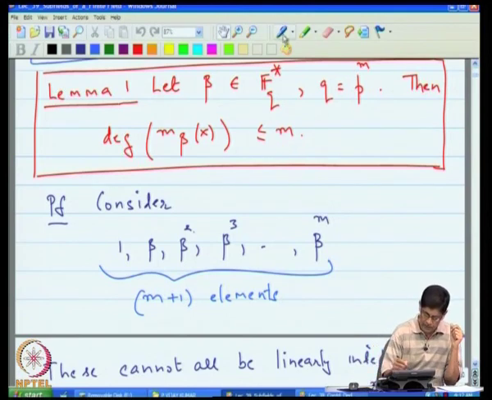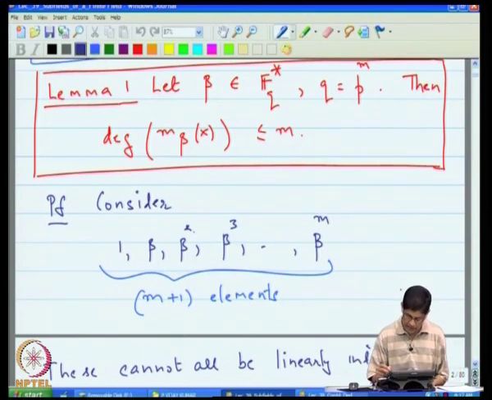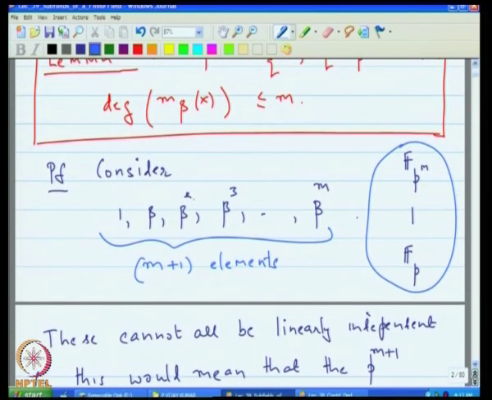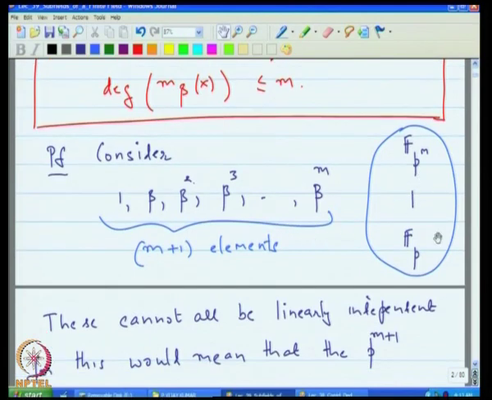So, what I mean here by linearly independent is that we are actually thinking about the following picture. We have F p and then we have F p to the m. So, we have a smaller field sitting inside a bigger field. When I talk about linear independence, I am going to regard this as a vector space over the smaller field, and I mentioned to you earlier that that is possible. From that point of view, there are m plus 1 elements in here.